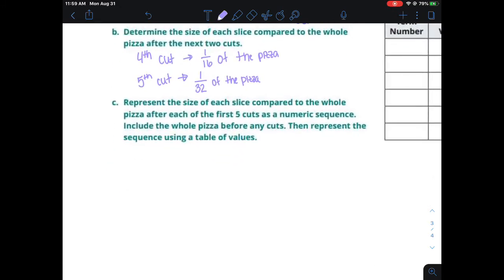Part C, represent the size of each slice compared to the whole pizza after each of the first 5 cuts as a numeric sequence. Include the whole pizza before any cuts, then represent using the table of values. Okay, so after our first cut, we're going to have 1/2. And then we'll have 1/4, 1/8, 1/16, and 1/32. So first cut, second, third, fourth, and fifth.